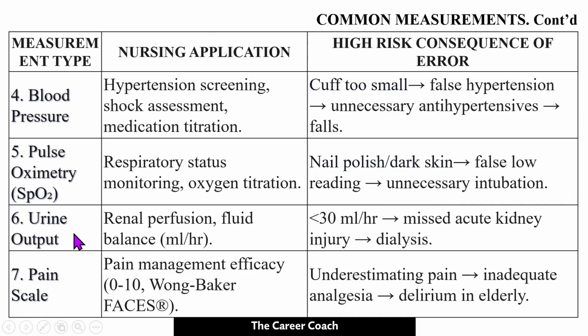Number 6 is urine output. How does urine output apply to nurses? Renal perfusion or fluid balance in mLs per hour. If urine output is less than 30 mLs per hour and you did not identify this, it will lead to acute kidney injury, which will lead to the patient being dialyzed.